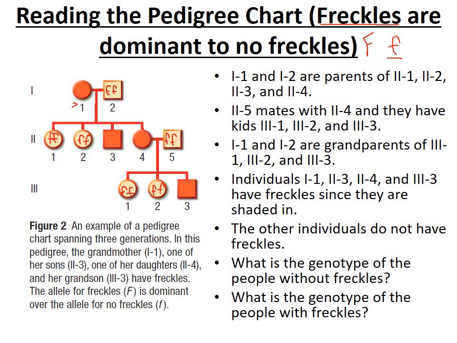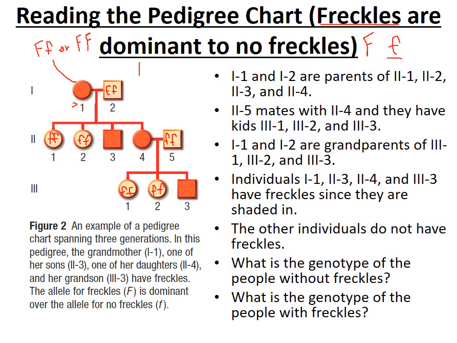Now, the tricky part is figuring out what is the genotype of the individuals that have freckles. Because as you know, someone who has freckles can be big F, little f, or big F, big F. And so this is where you test what's called a hypothesis. You make an educated guess.